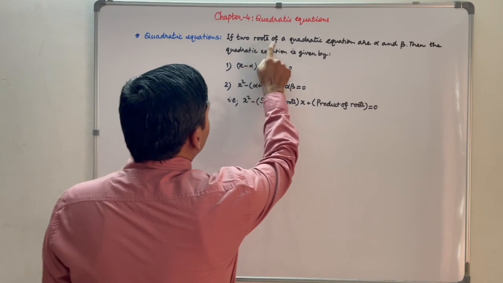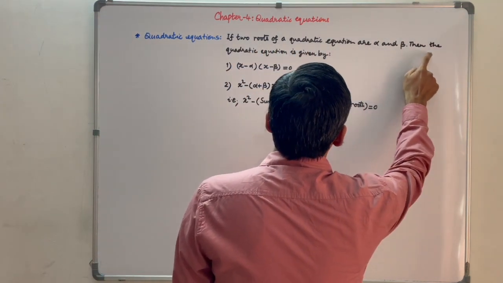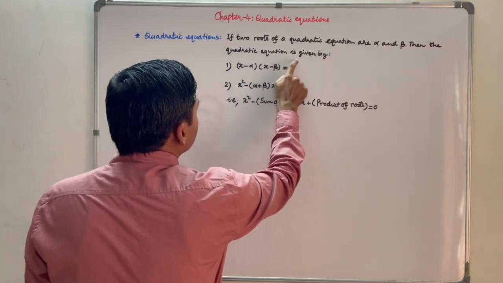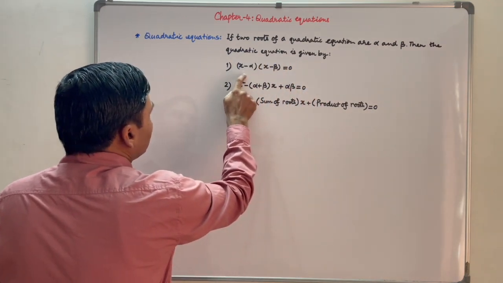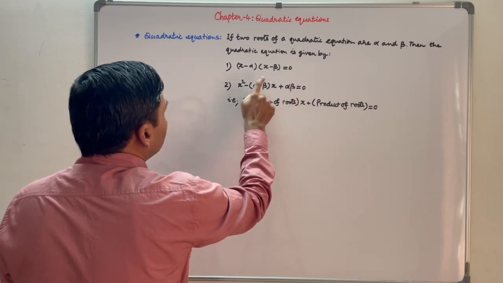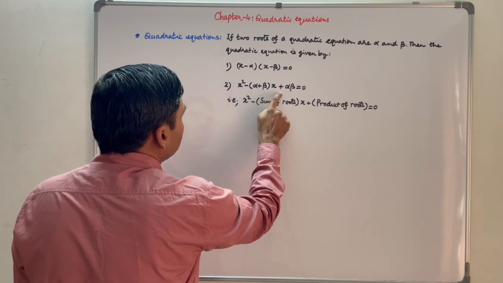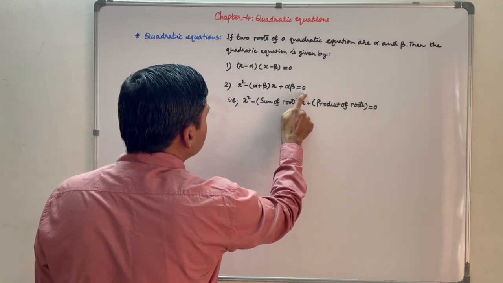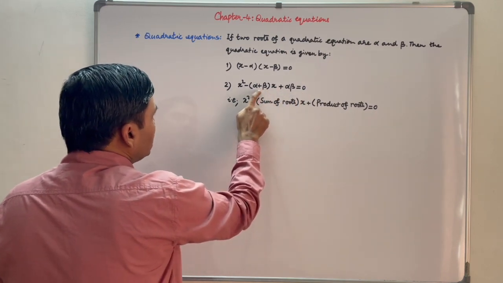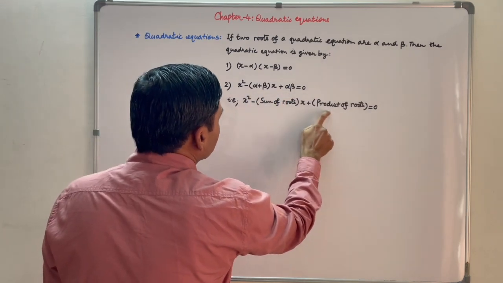If two roots of a quadratic equation are alpha and beta, then the quadratic equation is given by x minus alpha into x minus beta is equal to 0, or x square minus (alpha plus beta) into x plus alpha beta is equal to 0. Here alpha plus beta is sum of the roots and alpha beta is product of the roots.